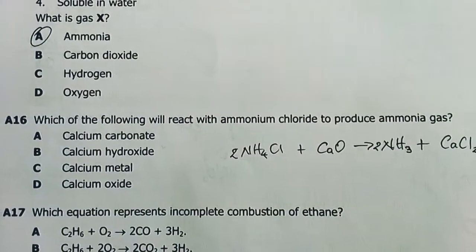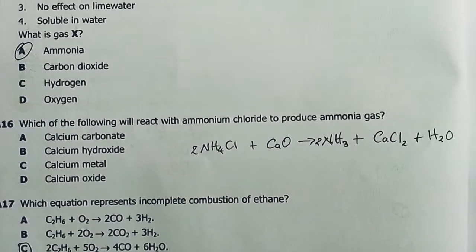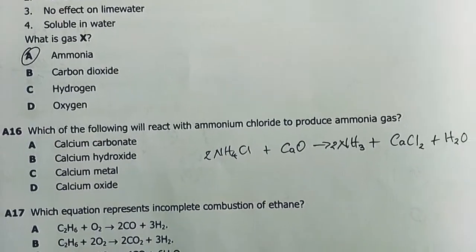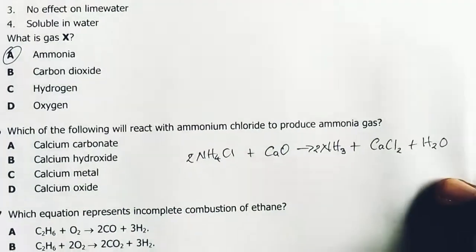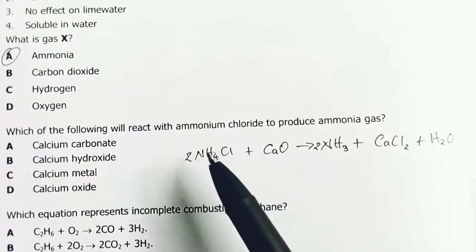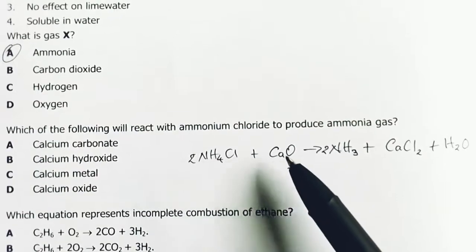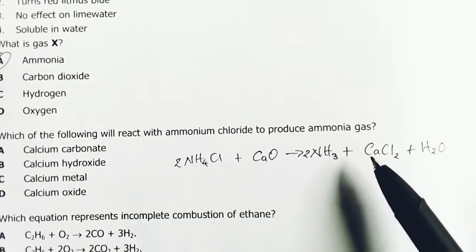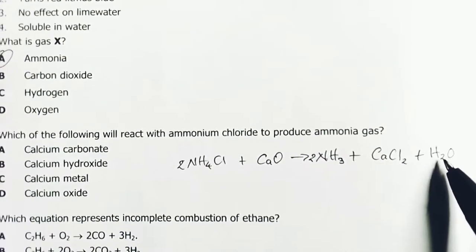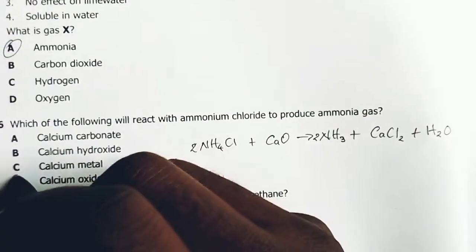Which of the following will react with ammonium chloride to produce ammonia gas? I also hesitated when it came to this question. I had to think a little bit more, but the equation I wrote was this, which is very correct. Ammonium chloride reacts with calcium oxide to give you ammonia, calcium chloride, and water. Therefore my answer here is D.